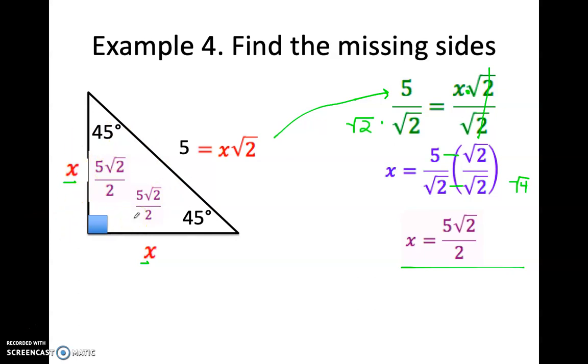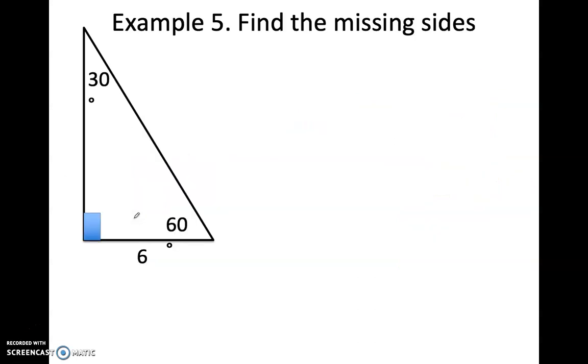Now we're going to move on to 30, 60, 90 triangles. The process is the same. Math's a little bit different. So here's one, the easiest one of the bunch. I'm giving you the 60-degree leg. If you don't recall the triangle, I'm about to put the values in red. The 60-degree leg is x, the hypotenuse is 2x, and the 30-degree leg is x square root of 3. So where are we going to get our equation from? From the 6.